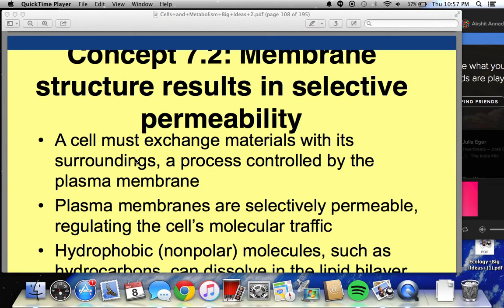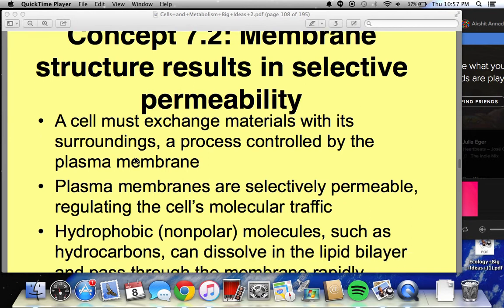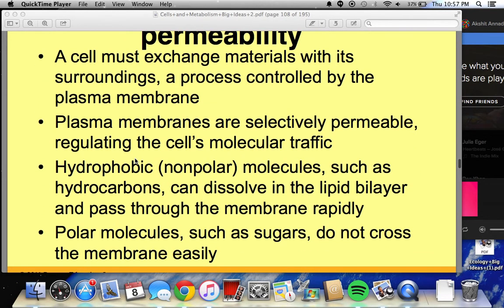Okay, in this video I'm going to go over types of transport. I feel like some people have a lot of difficulty with this and don't get it that much, so I'll do my best to explain it. Honestly, this is pretty much common sense, but a cell must exchange materials with its surroundings, and that's controlled by the plasma membrane because it surrounds the cell and controls what goes in and out.